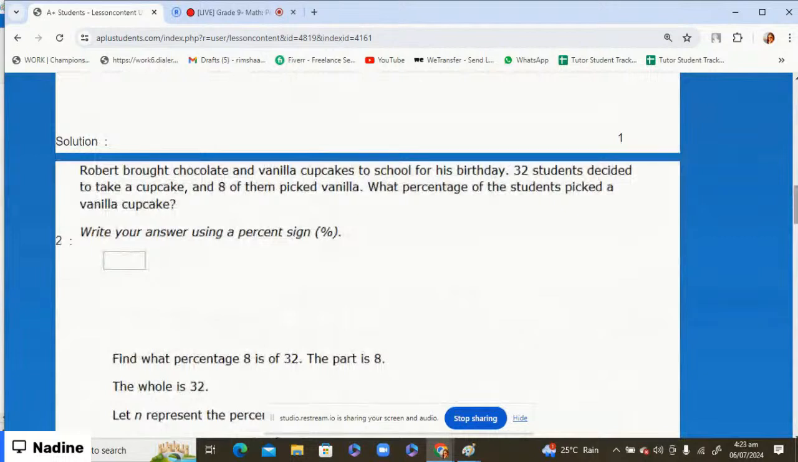So in that question, look at here. Robert brought chocolate and vanilla cupcakes to school for his birthday. 32 students decided to take a cupcake and 8 of them picked vanilla. What percent of students picked the vanilla cupcakes? We are going to find it out.